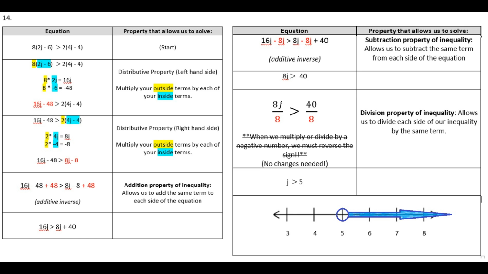So 8j divided by 8 is just 1j, or just j. You don't have to write the 1. 40 divided by 8 is 5. So j is greater than 5. Open dot on the 5, shade all the way over to the right, and you are done.